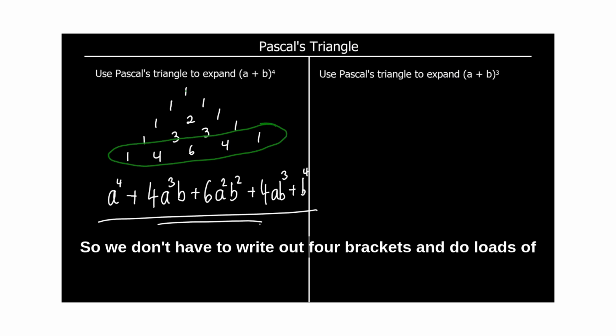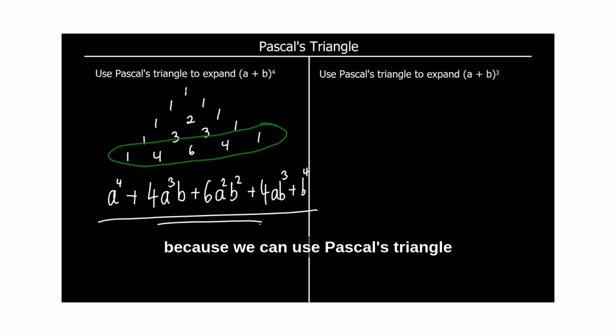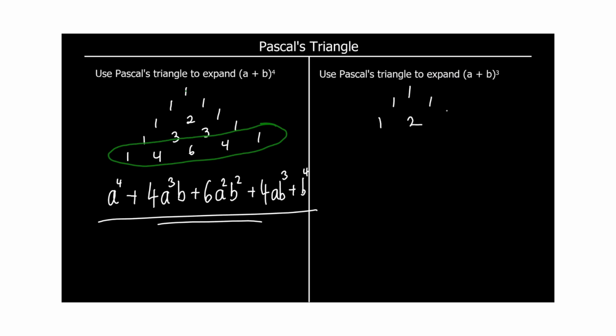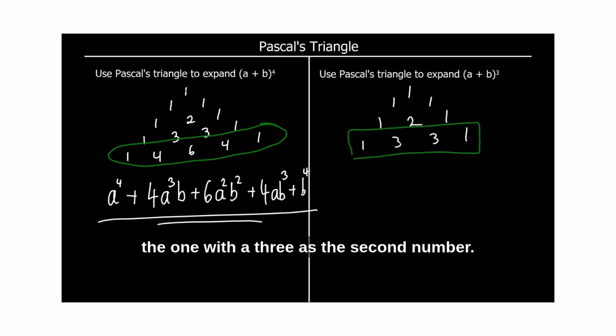So we don't have to write out 4 brackets and do loads of expansions, because we can use Pascal's triangle to expand it quickly. Here's one for you to try. So use Pascal's triangle to expand (a + b) cubed. So for cubed, we want the fourth line, the one with a 3 as the second number. So it's 1, 3, 3, 1.